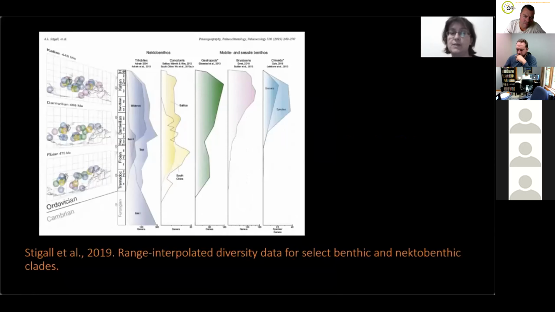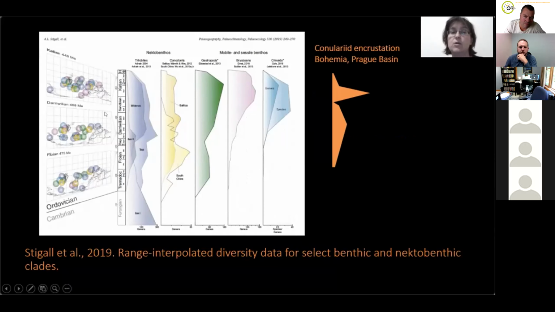According to our datasets based on Bohemian and Moroccan Ordovician specimens, the record of conularid epizoic organisms indicates that the increase in their diversity during the initial stage of GOBE was very low, related to the Ordovician radiation in the sense of Stigall et al. 2019. We can observe a rapid increase in epibiont diversity and also abundance during the Sandbian and Katian.